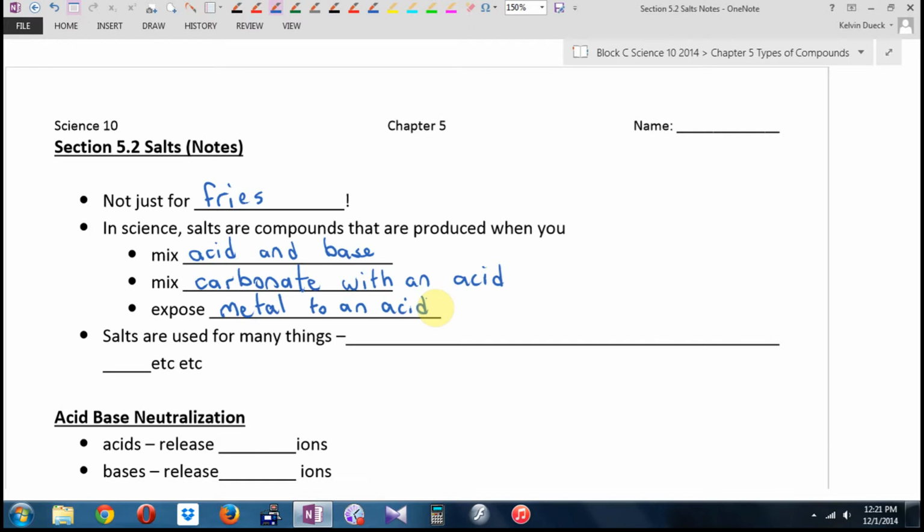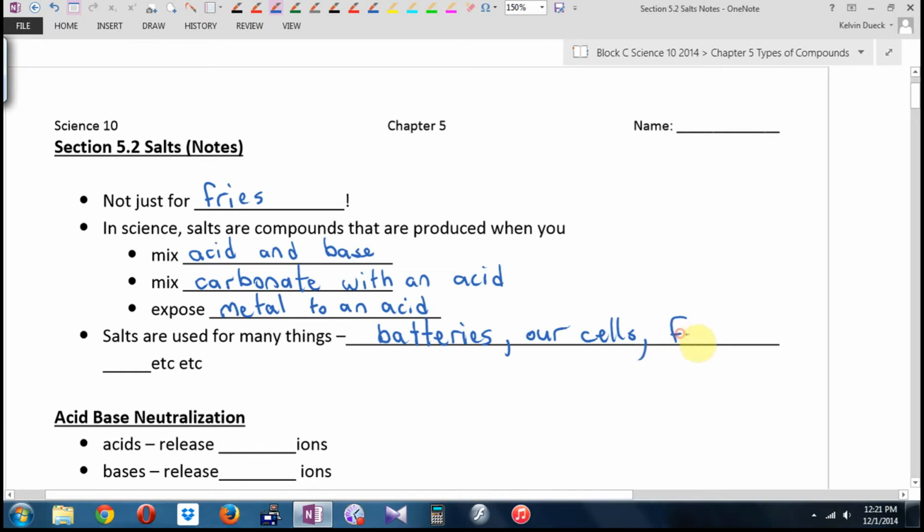Salts are used all over the place. Turns out we use these in batteries. Not table salt, obviously, but a different type of salt. Our cells need some salts to survive. Fertilizer. And that's just scratching the surface, et cetera.